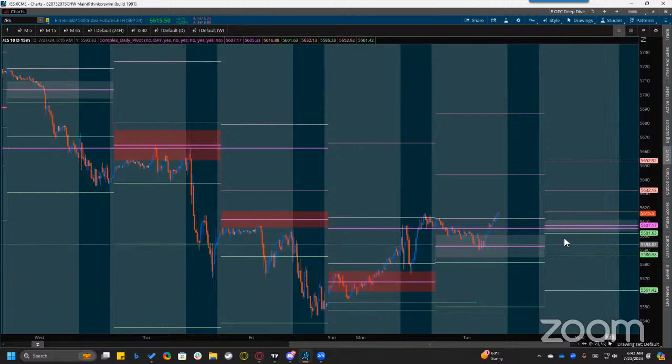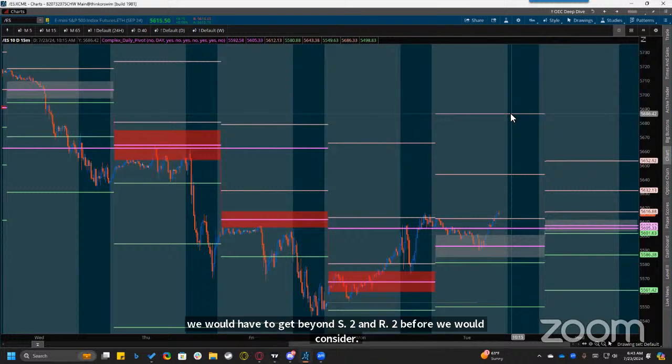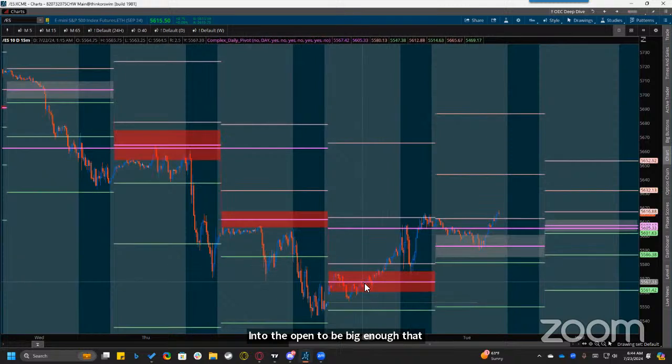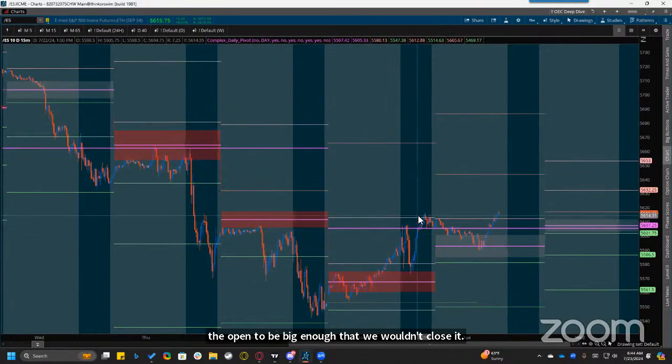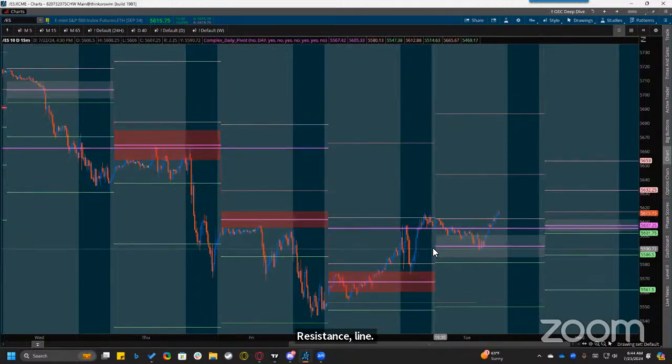If we think about the S&R lines, S1, R1, we're nowhere near either one of those. And we would have to get beyond S2 and R2 before we would consider the gap into the open to be big enough that we wouldn't close it. If you look at yesterday's trading in that run to the upside, at the end of the day, the best we made was the second resistance line, and we couldn't keep it, right? We got there and it just shut it down by the end of the day.